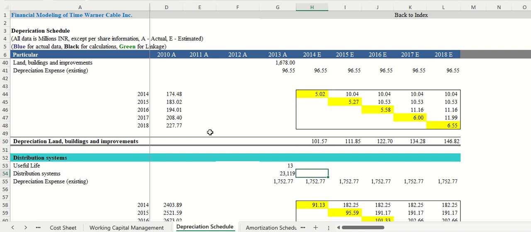So this is the second part of the video. In the next video we will discuss the different schedules, the valuation and the income statement of the company: how to derive that, and how to value the company on the basis of different valuation methods. So let's meet in the next video for the next update.